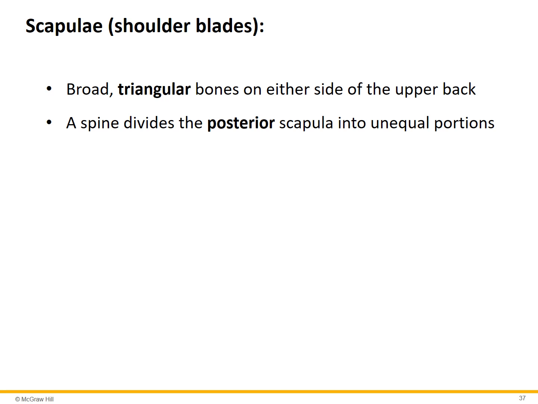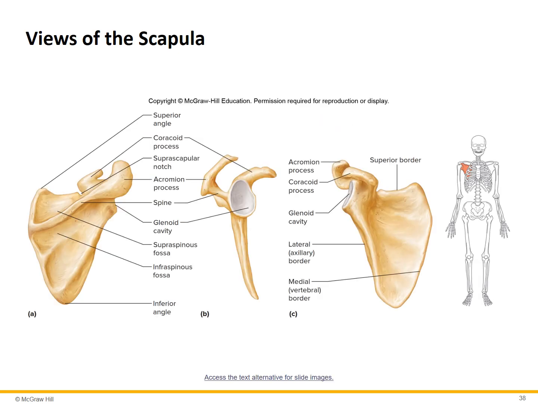Okay, scapula, commonly referred to as the shoulder blades. These are broad, kind of triangular shaped bones, right? And this divides the posterior scapula into unequal portions, a structure known as the spine. So that's a projection about two-thirds of the way up the top of the scapula. Here you see the spine that's kind of separating it into a superior and inferior structure, right?